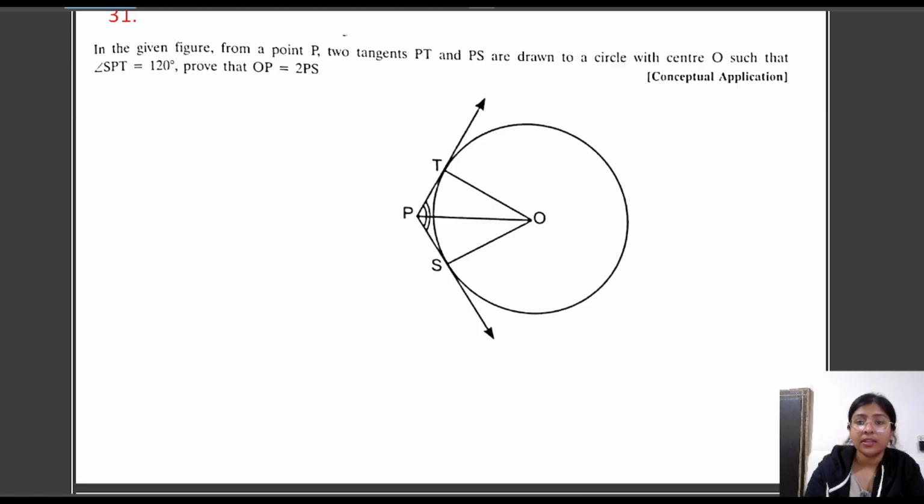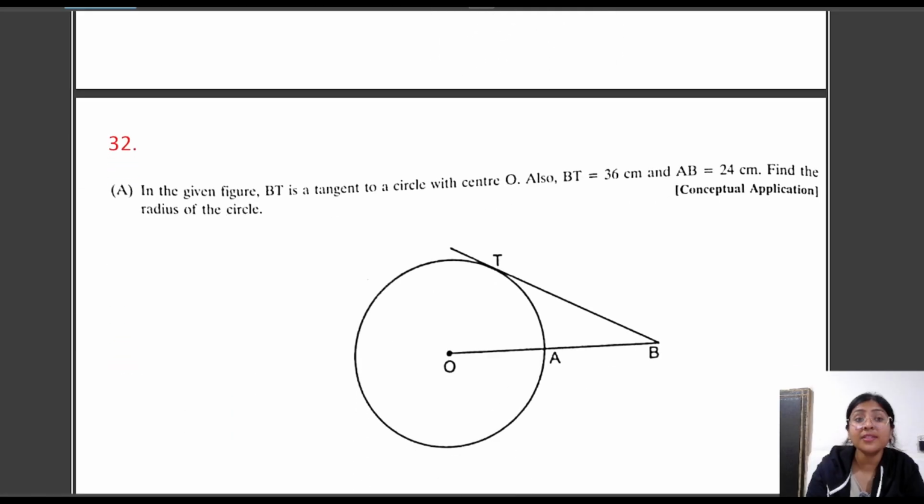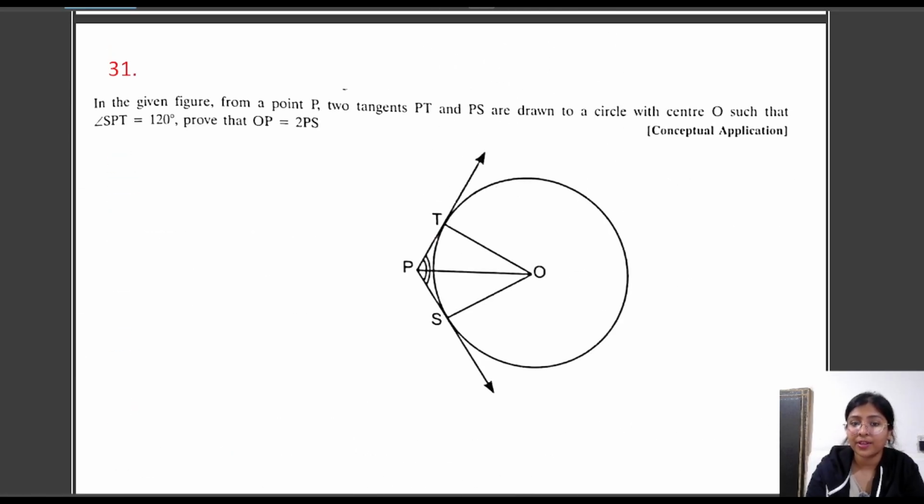Okay, this we already proved. Yes or no? Yes. So you can do this. This question is repeated in the sample paper. It means it is pretty obvious that it is important. Yes or no? Okay.